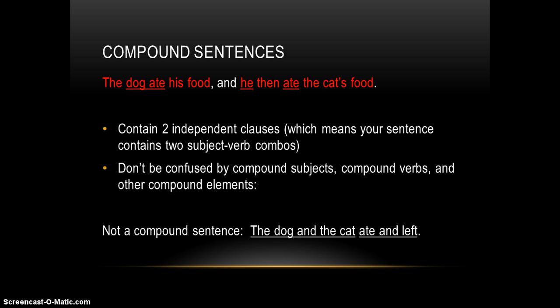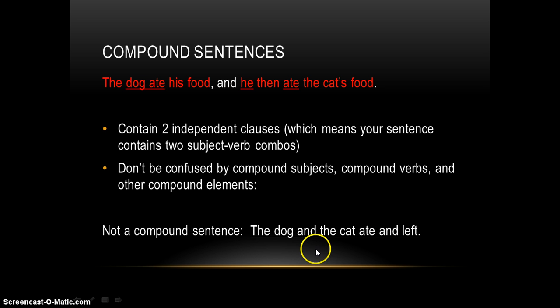And remember, an independent clause is when you have a complete subject and a complete verb working together. So it's a complete thought. You can have other elements beyond that, but there's only one of those. A compound sentence, in comparison, has two independent clauses, which means you've got two separate subject-verb combinations. And that can be confusing because, as you've also already learned, you can have compound subjects, compound verbs, other compound elements.